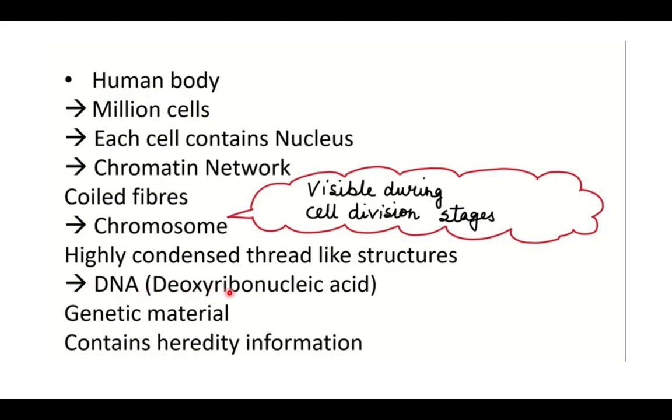DNA full form is deoxyribonucleic acid. This DNA is present in the chromosome and it contains the genetic material. Genetic material is nothing but the hereditary information which is carried from one generation to the other. So, we are going to see about chromosomes, which are highly condensed thread-like structures present inside the nucleus in the form of a chromatin network, and this becomes thicker and condensed and forms the chromosome. This chromosome is visible only during the time of cell division.